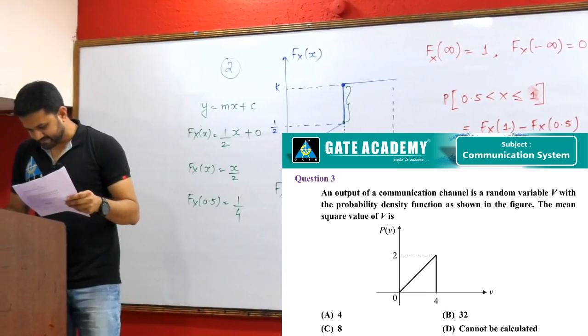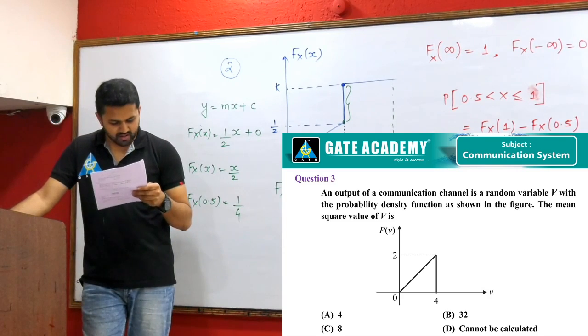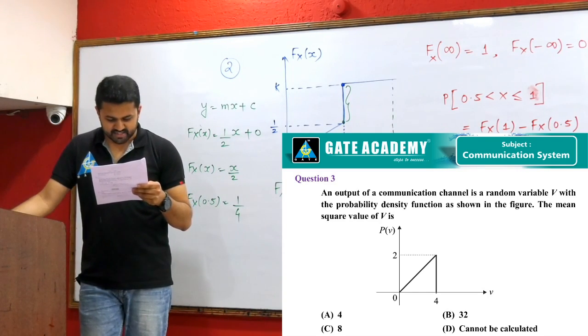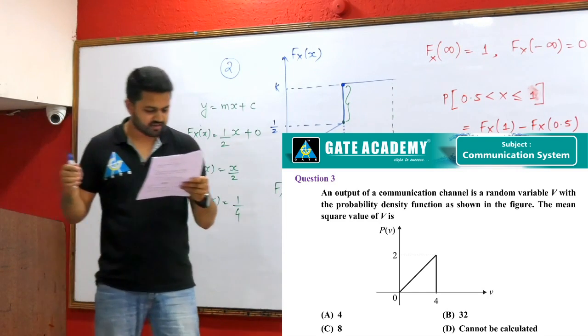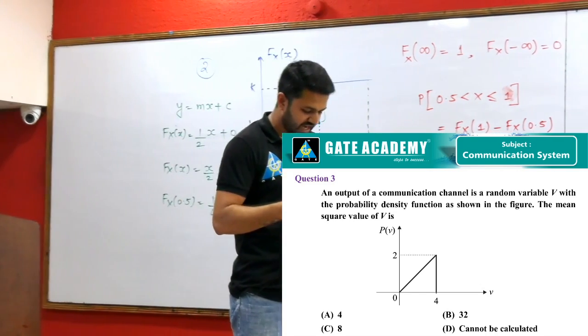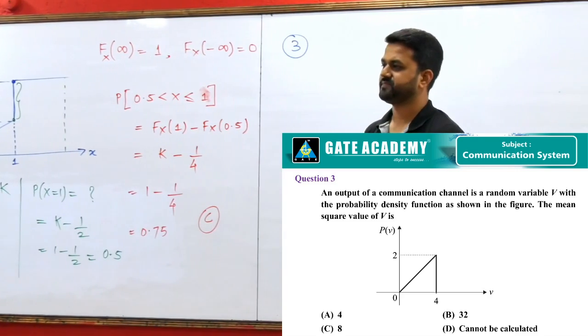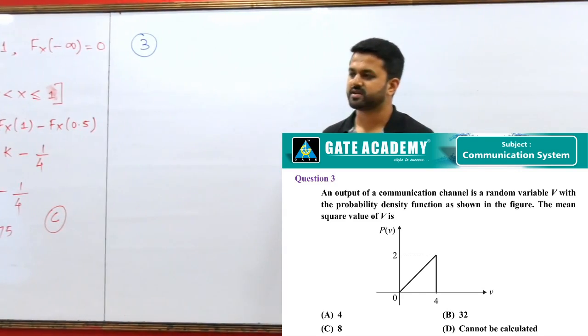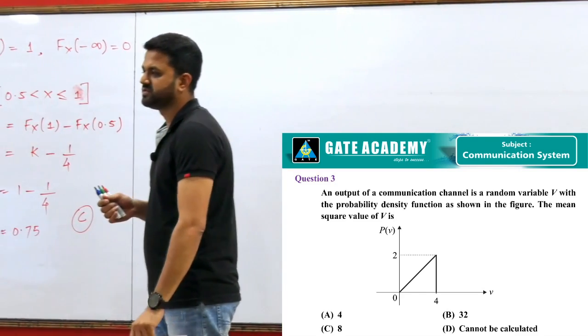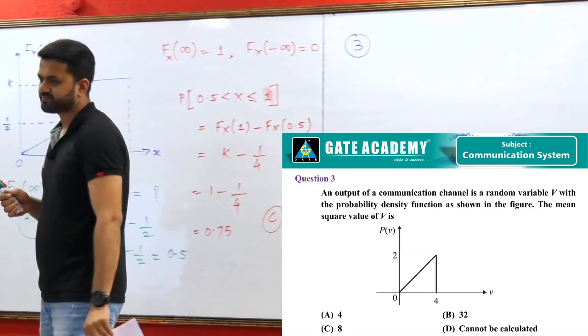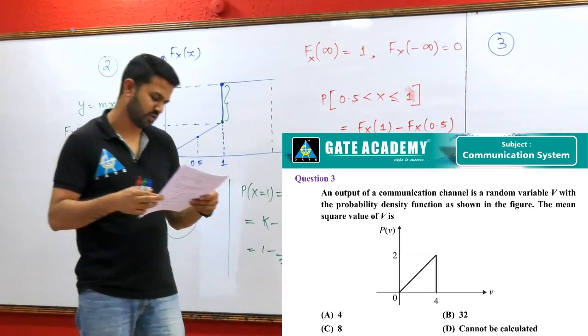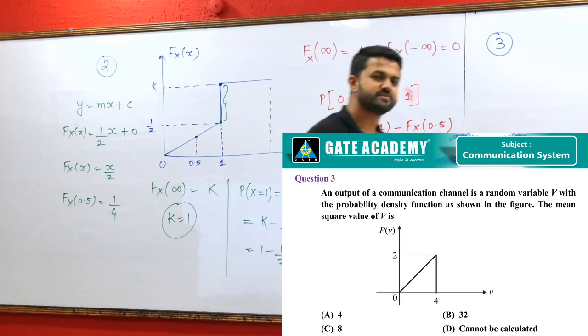So question number 3 is, an output of a communication channel is a random variable V with the probability density function as shown in figure. The mean square value of V is. Okay, so you can solve. I am giving you 2 to 3 minutes for this question.